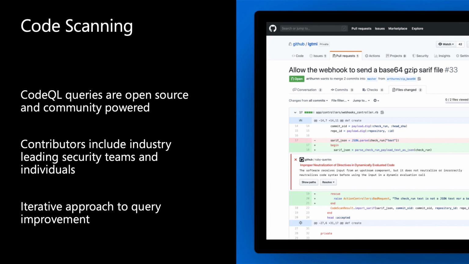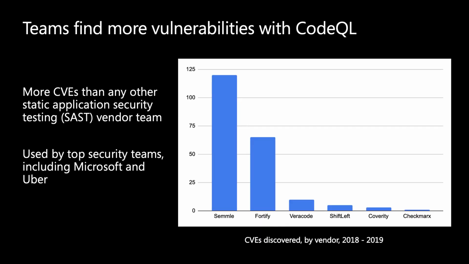Okay, so CodeQL, like everything at GitHub, is community powered. We're taking these software vulnerability checks from the security researchers, and we have identified more CVEs than any other static code analysis application. And we're used by top software development organizations on the planet.